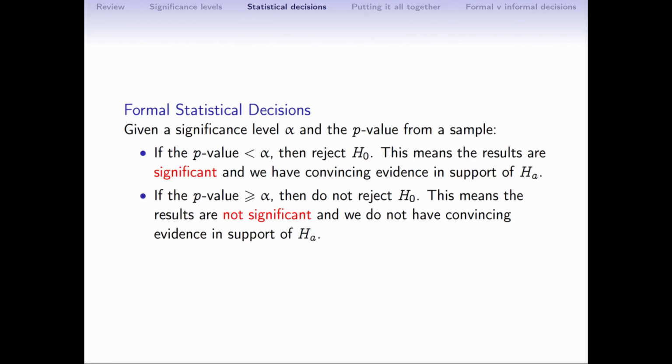Now let's look at how we make formal statistical decisions. Given a significance level alpha and the p-value from a sample, if the p-value is less than alpha, that's considered small, then we reject H0. This means that the results are significant and we have convincing evidence in support of the alternative hypothesis H sub A. On the other hand, if the p-value is greater than or equal to alpha, then we do not reject H0. This means that the results are not significant and we do not have convincing evidence in support of the alternative hypothesis.